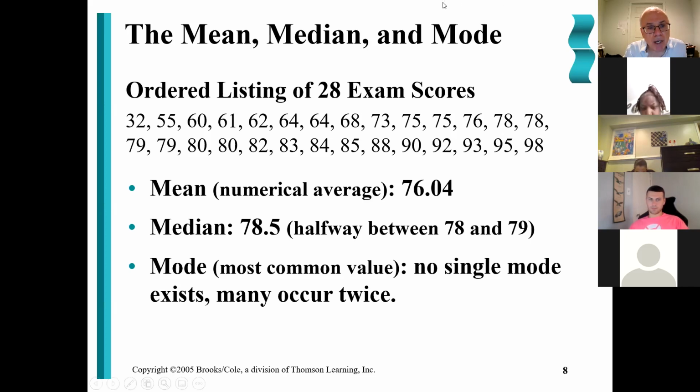Now, here are 28 exam scores. And when you add them all up and divide by 28, you get this as the average. The median, well, what they did in this case is they actually ordered everything from smallest to largest for you, but as you'll see in the back of the chapter, they'll have the same question as this. They don't order it, so you have to order it.